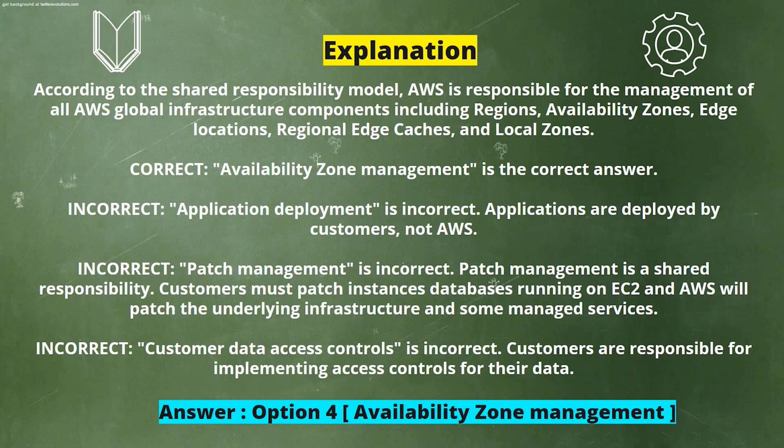Incorrect. Patch management is incorrect. Patch management is a shared responsibility. Customers must patch instances and databases running on EC2, and AWS will patch the underlying infrastructure and some managed services. Incorrect. Customer data access controls is incorrect. Customers are responsible for implementing access controls for their data.